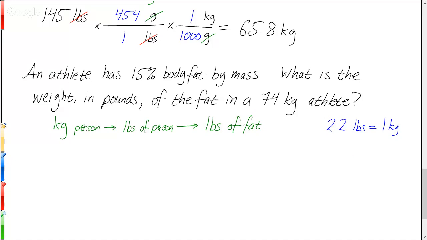So the way that we would use that as a conversion is to say 15 pounds or whatever of fat equals 100 pounds of the person. So every 100 pounds of a person has 15 pounds of fat. So now that we have those two factors, see if we can set this up the same way we did in the previous problem, following the units along.